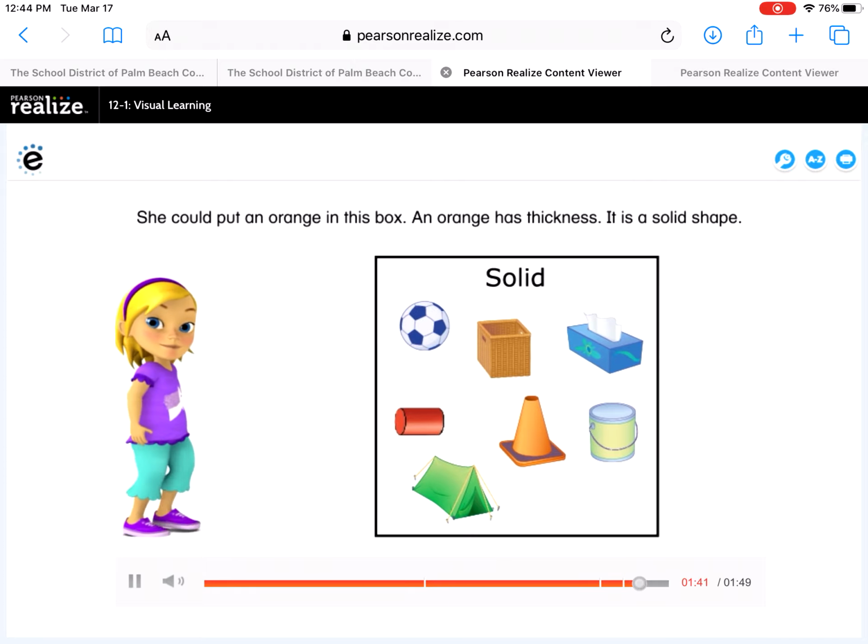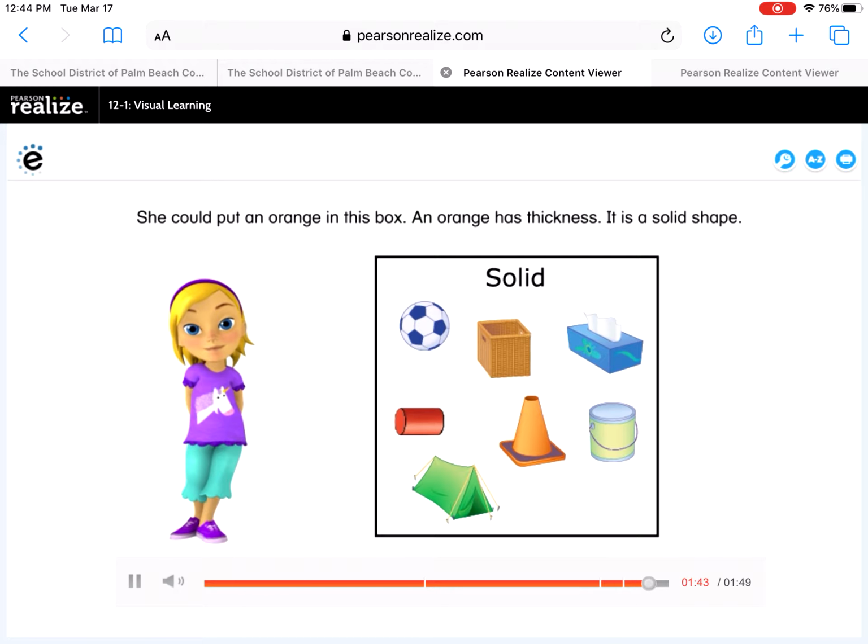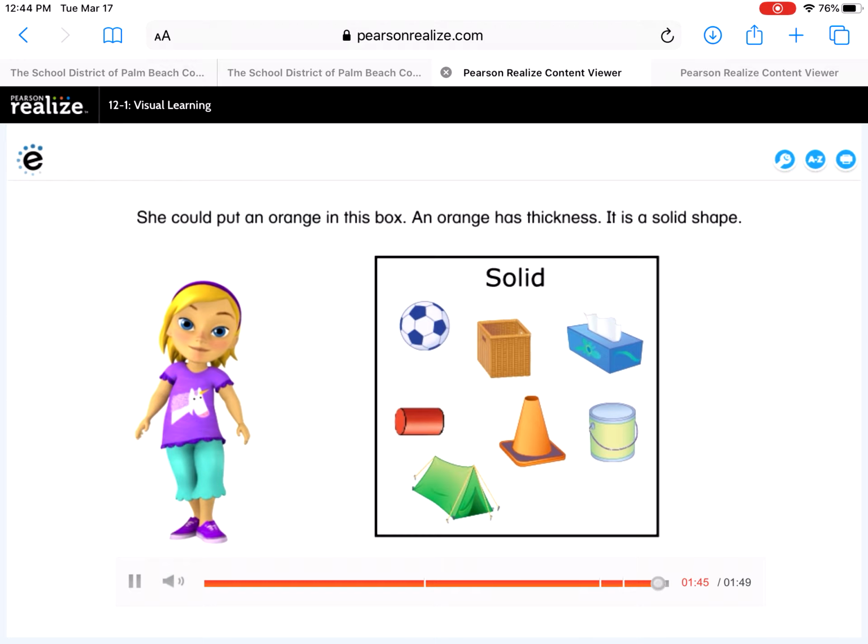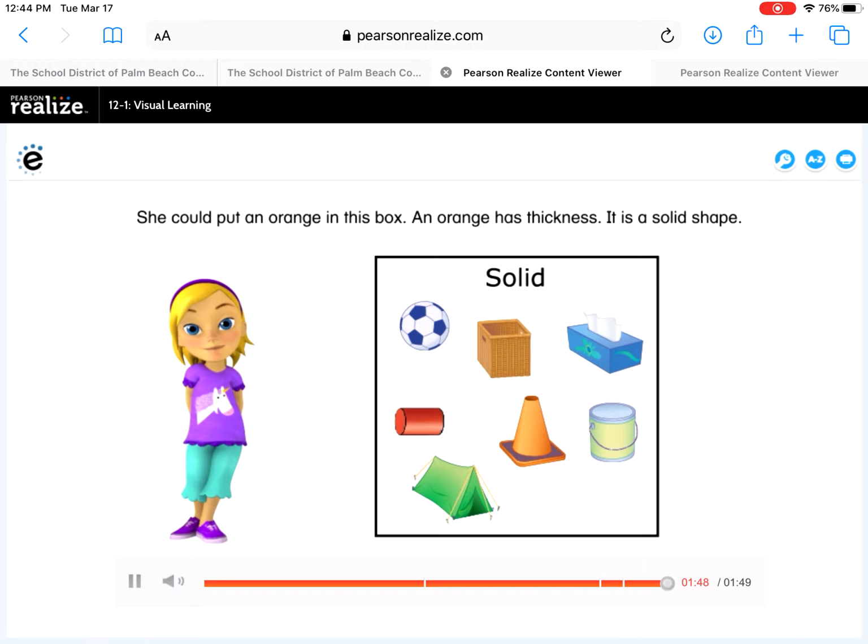She could put an orange in this box. An orange has thickness. It is a solid shape. Now, we're done with that. That's your visual learning. This is in your workbook.